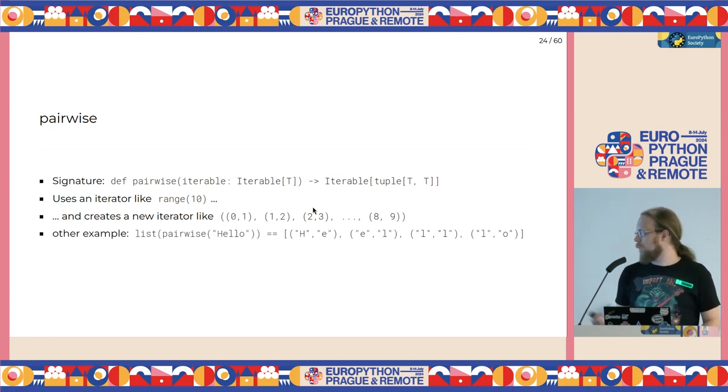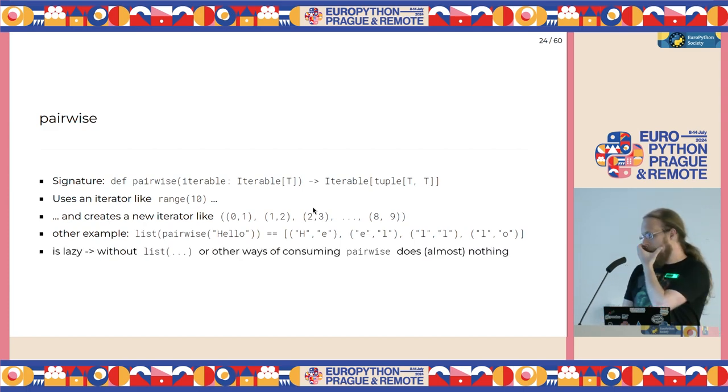Another example, we can take a string, which is also iterable because we can iterate over the characters, and we always get two characters in this. It is lazy, so I have put a list here to directly get the result, but if I call it without the list, it does nothing at first.